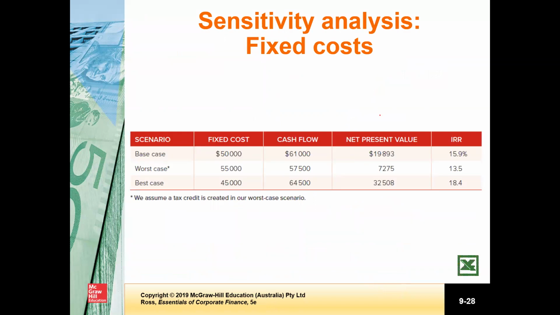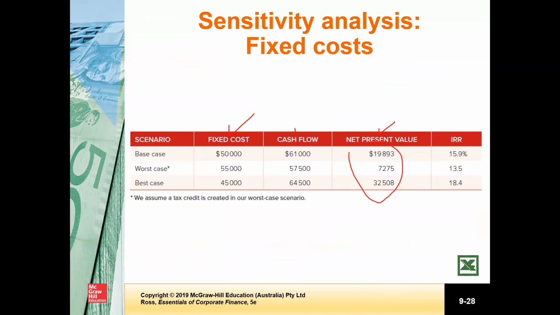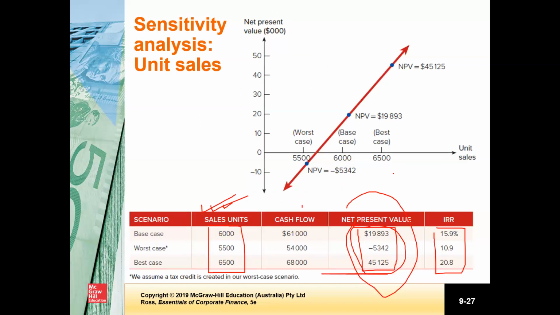So you can see here the NPVs for fixed cost changes, and you can see the net present value here. And you will see, if you compare the net present values here and here, I think you understand that NPV is more sensitive to unit sales than fixed costs, right? Because you see that in the case of the fixed cost, even in the worst case, the NPV is positive, whereas in the case of unit sales changes, the worst case NPV was negative.